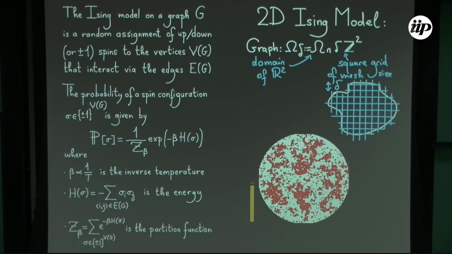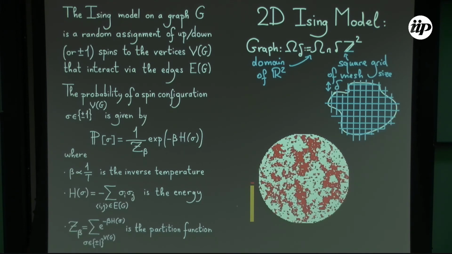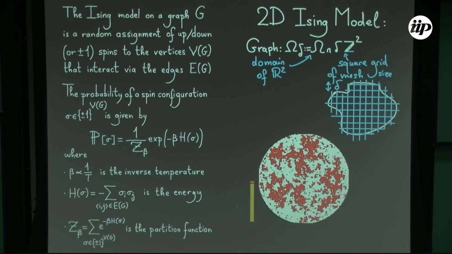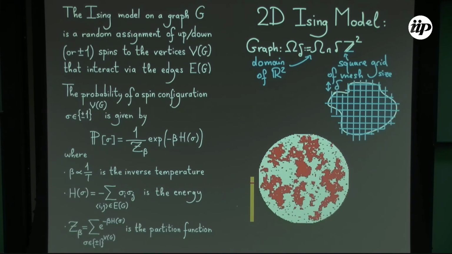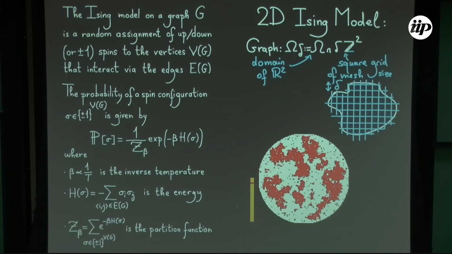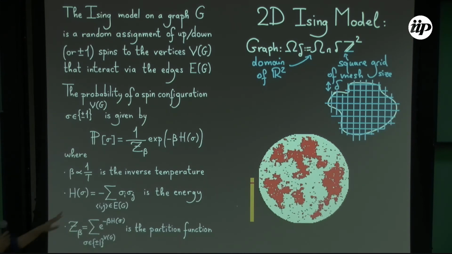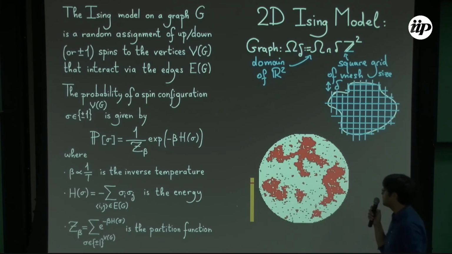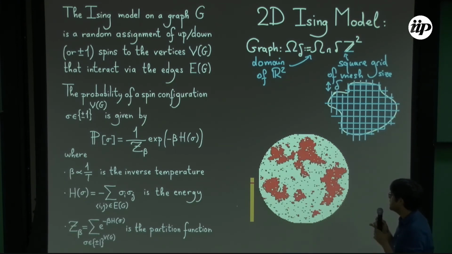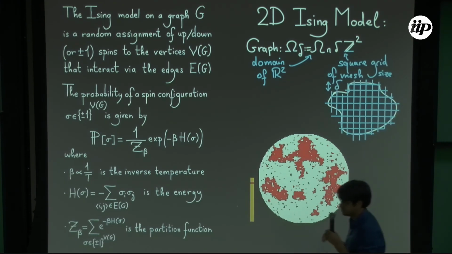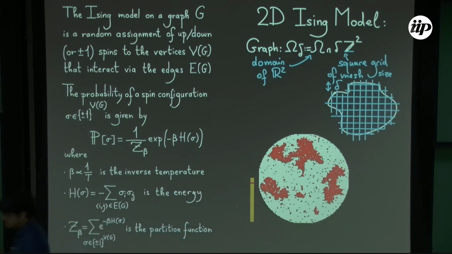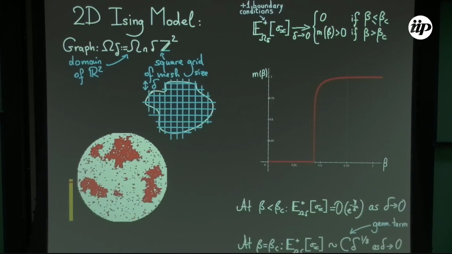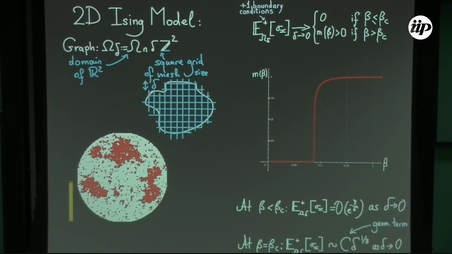So what you see here is a simulation of the Ising model, and I'm tuning the temperature. As you probably know, there's a phase transition which makes us go from order to disorder. In this picture, we have drawn plus spins in white and minus spins in red, and we have taken plus boundary conditions. All right. As you probably know, also, there's a phase transition at a critical value of beta.